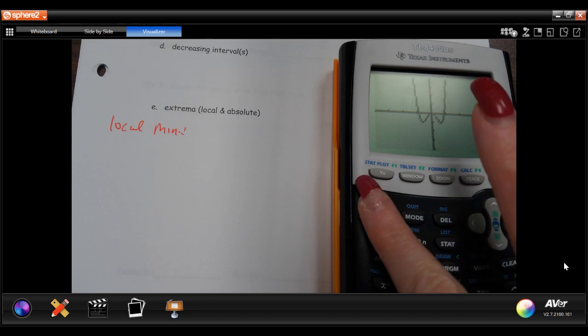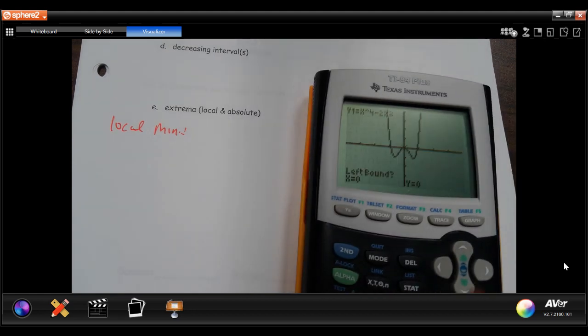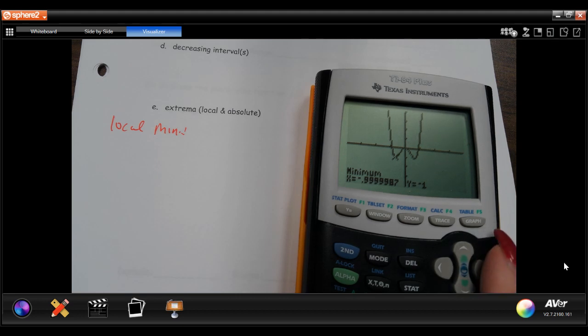So I'm going to do second, calculate minimum, which is number 3. I'm going to pay attention to the lowest y value, which looks like right there at about negative 0.99. So one place to the left, enter. One place to the right, negative 0.97, enter. Then go back to negative 0.99 for the guess. So I see it's actually at negative 1, negative 1.